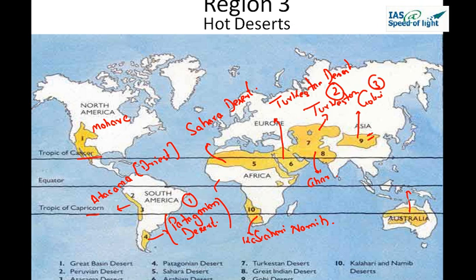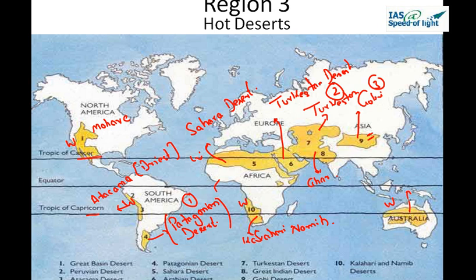If you start from here, western part, this is western part, this is western part, the Sahara western part, Australian desert western part, right? So all these deserts lie on the western part of the continents, while temperate deserts like the Gobi Desert or the Turkestan Desert lie interior to the continent. They lie in the interior parts of the continent.